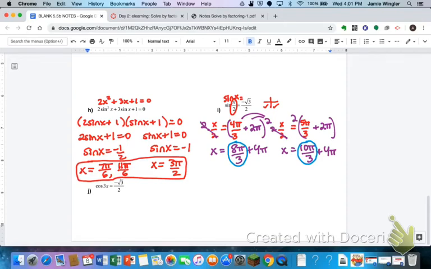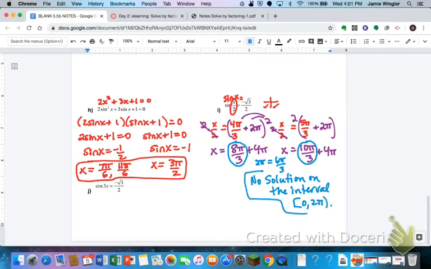Well, if you look, both of those answers are bigger than 2 pi. Because if our denominator is 3, then 2 pi equals 6/3 pi. Both of those answers are bigger than 6/3 pi. So what this means is we have no solution on the interval 0 to 2 pi. We had a solution. It just did not fit our directions. So that's a special case that doesn't always happen. Moving on to the last problem.